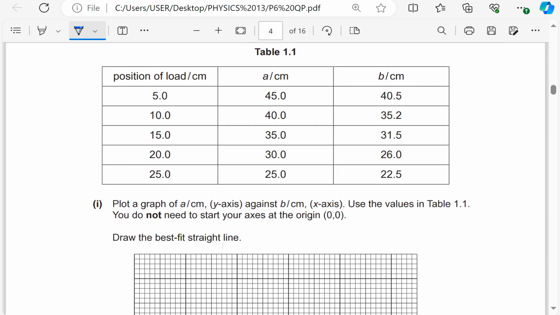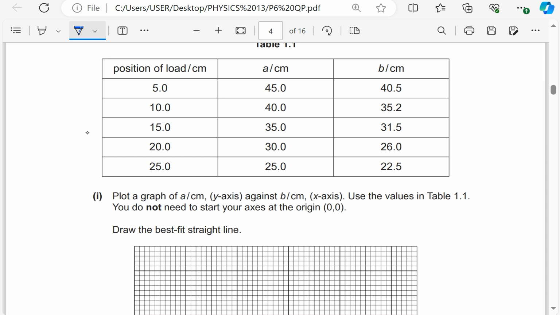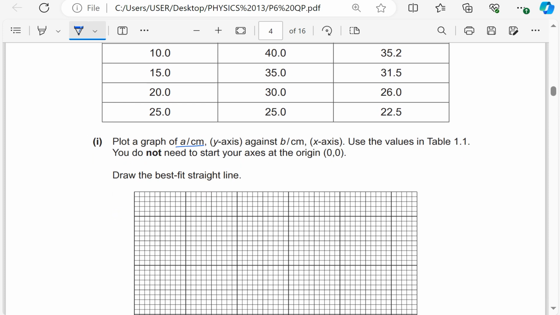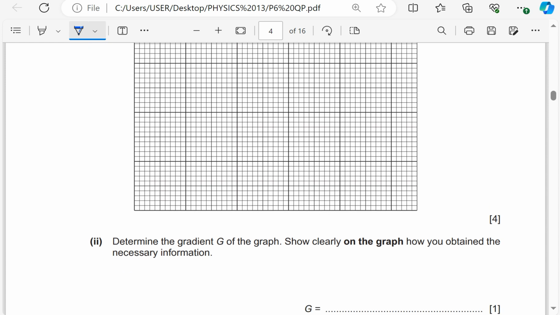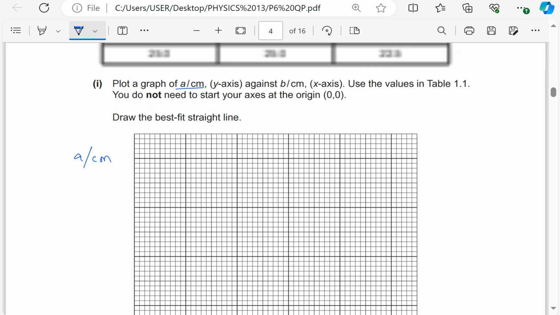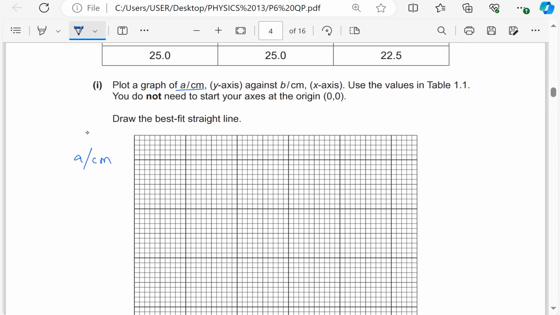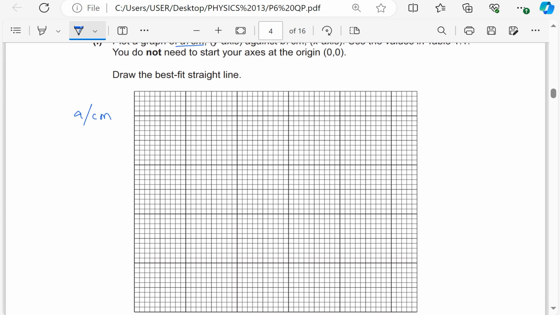Okay, plot a graph of A in centimeters on the y-axis. So I will label this on the y-axis, I would say A in centimeters, against B in centimeters on the x-axis. So I'll put here B in centimeters. Then you do not need to start your axis at the origin 0, 0. So draw the best fit straight line.